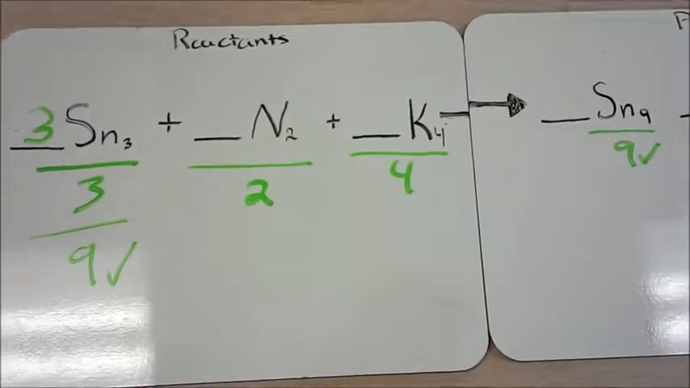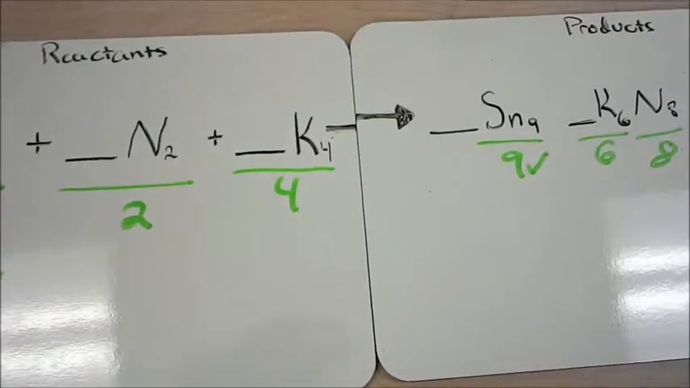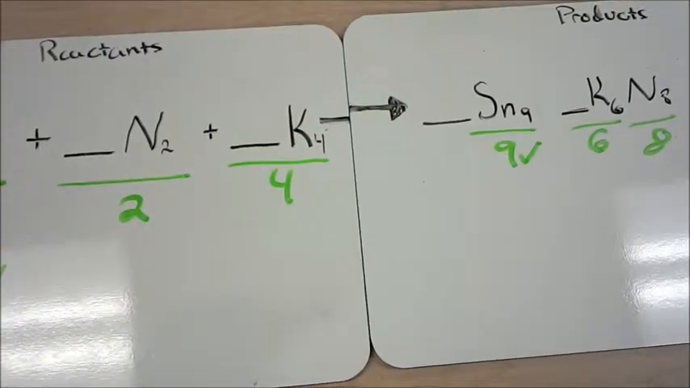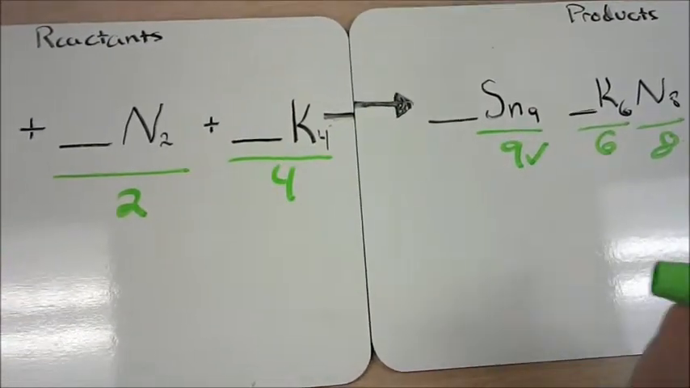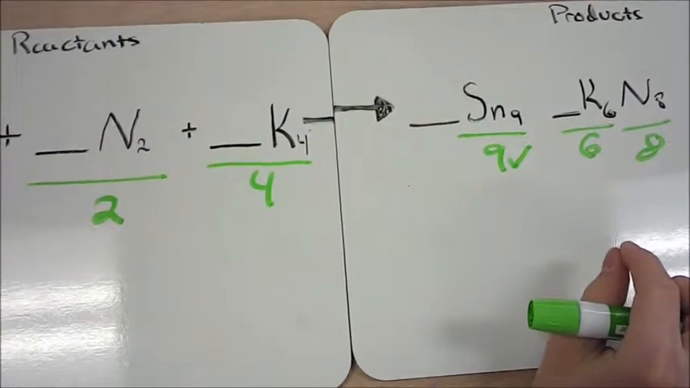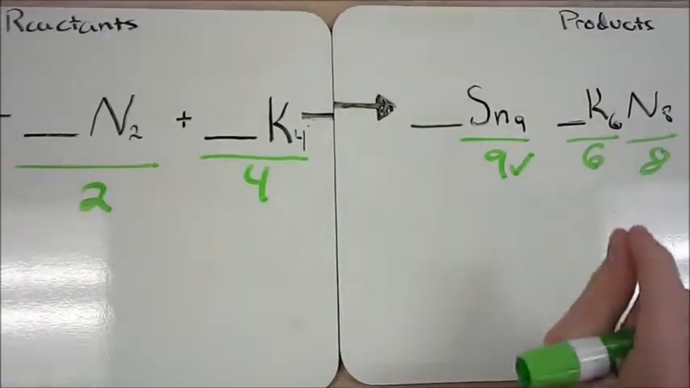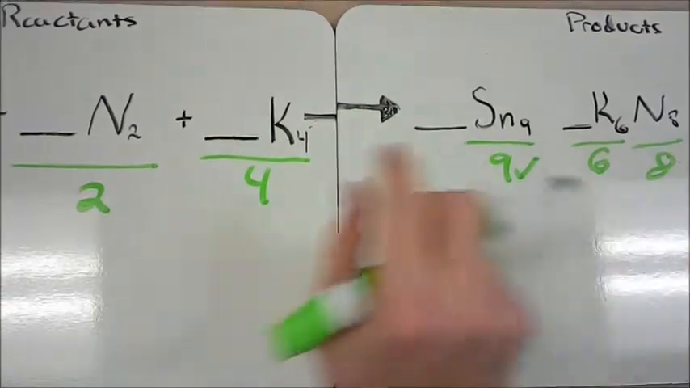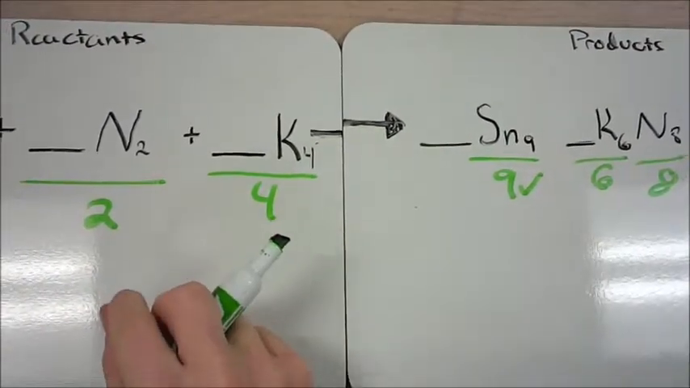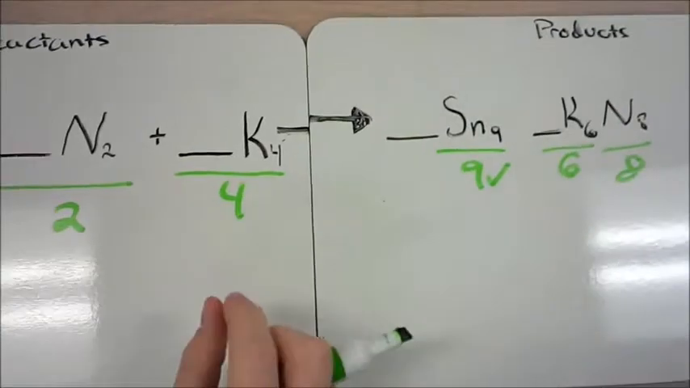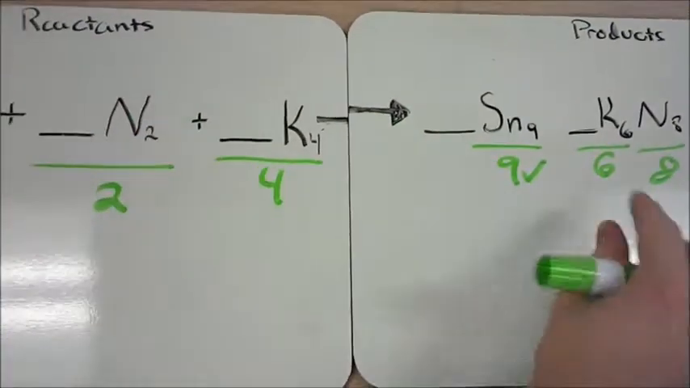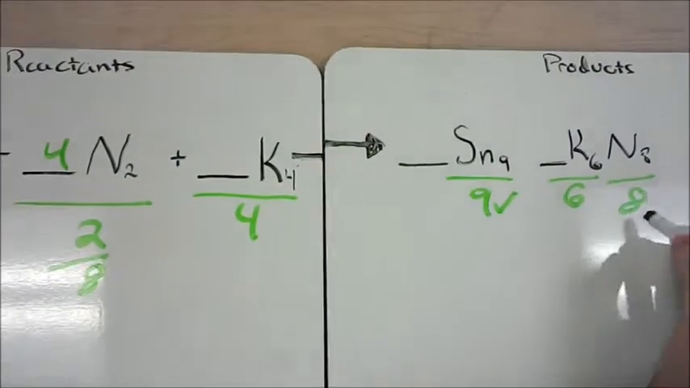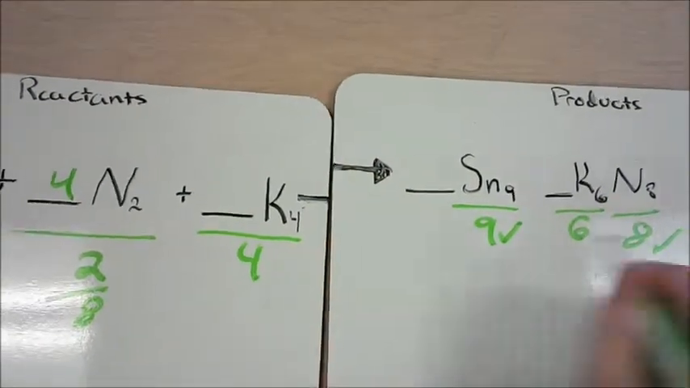Okay, so we're going to move on to N2. Alright, so there's 2 N atoms and 8 N atoms. So now you're going to say, okay, 2 and 8, what could be a common number or multiple? And then you see that it's 4. So you're going to make this 4, make this 8, and then you have it checked off right here.